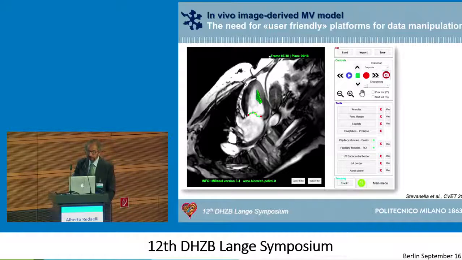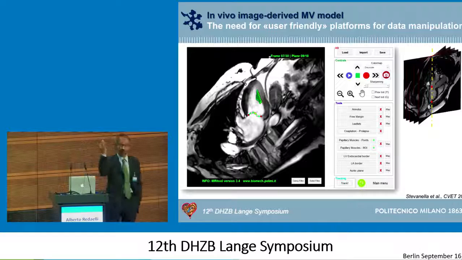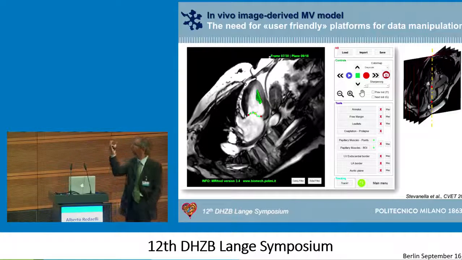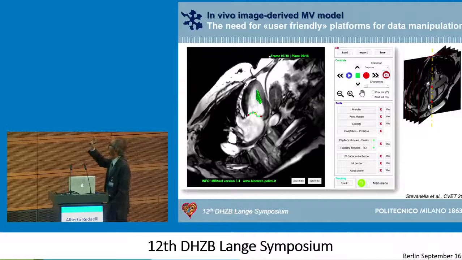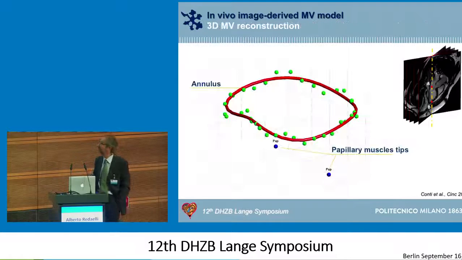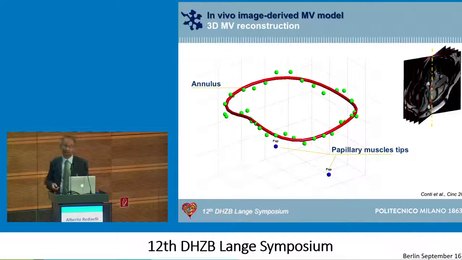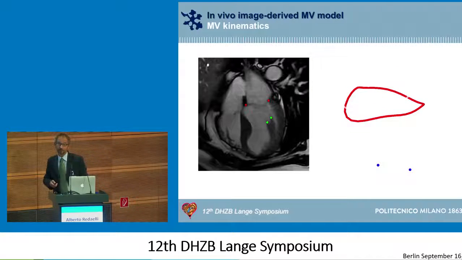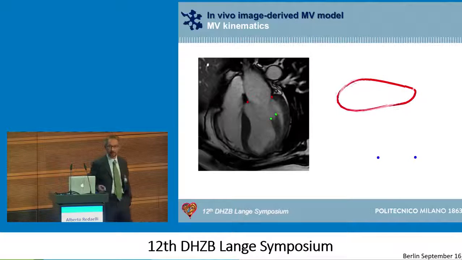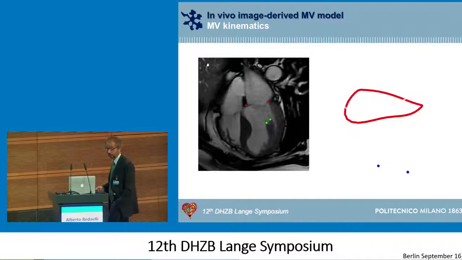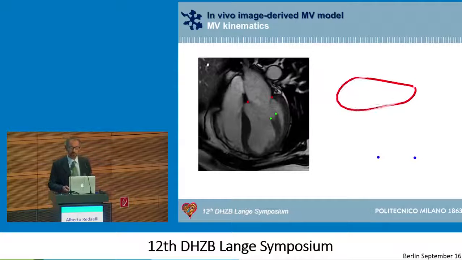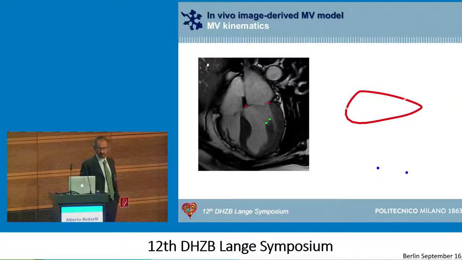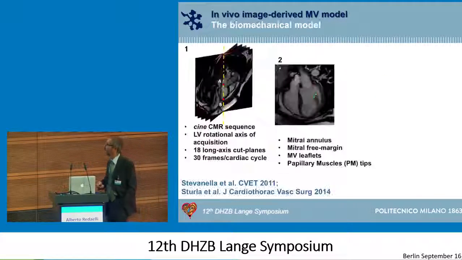And by using a specific sequence, a rotational sequence through which we obtain the planes by rotating them along the ventricular axis, what we obtain at the end is information about the annulus shape and about the papillary tip location. And if we integrate it through time, what we obtain is the motion of the annulus and of the papillary tip during the cardiac cycle. This can be done with MRI, and can be done also with echo now.